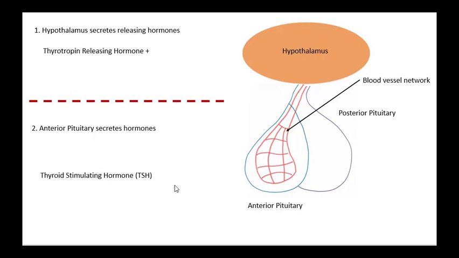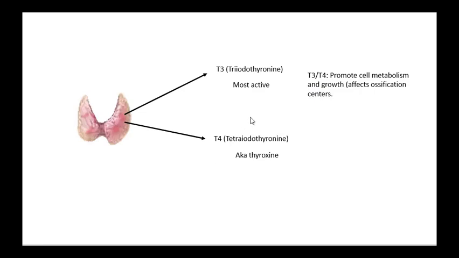Let's look at thyroid stimulating hormone, or TSH. TSH is secreted by the anterior pituitary in response to thyrotropin releasing hormone. Since there's only one releasing hormone, there's a plus here. So thyrotropin releasing hormone promotes the secretion of TSH by the anterior pituitary. TSH, of course, travels to the thyroid gland, is picked up by the thyroid, and promotes the secretion of two hormones, T3 triiodothyronine and T4 or tetraiodothyronine. Both T3 and T4 promote cell metabolism and growth and affect the ossification centers as well.